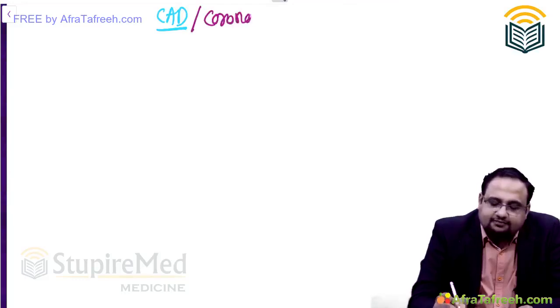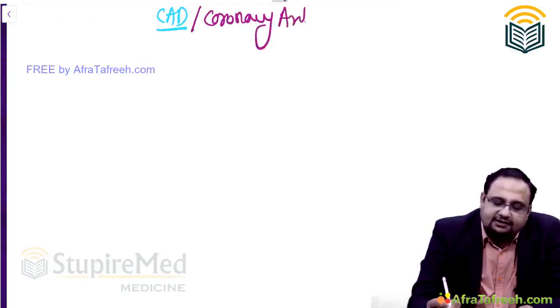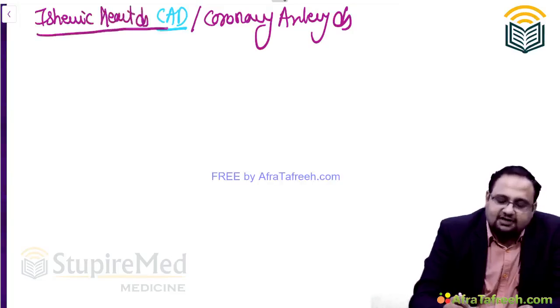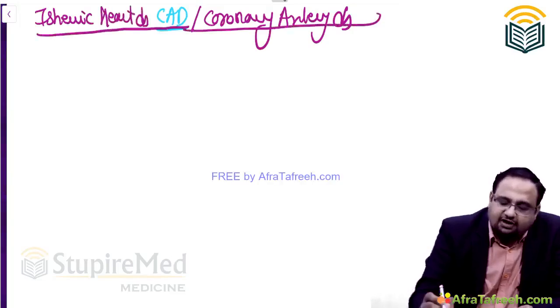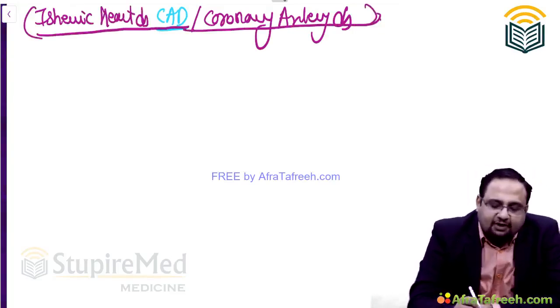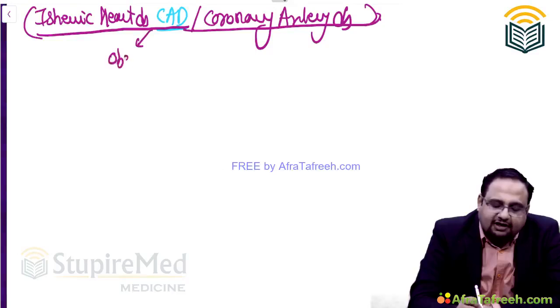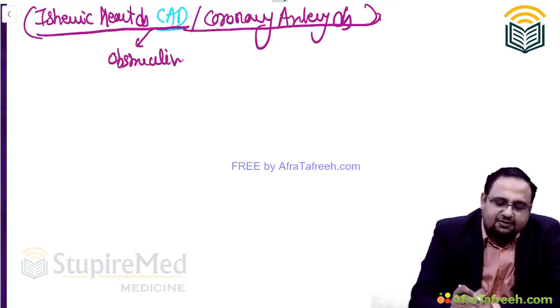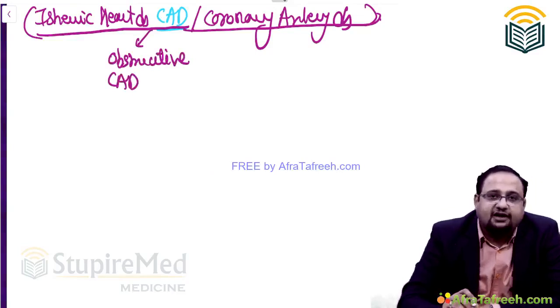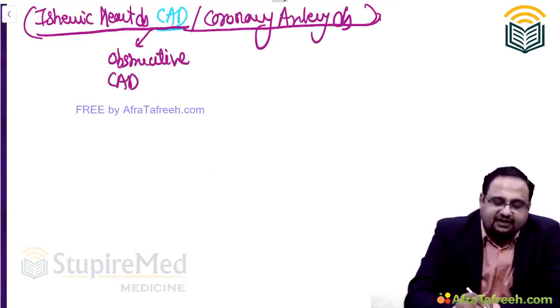Coronary artery disease is also known as ischemic heart disease. So coronary artery disease and ischemic heart disease, it can be of two types. It can be obstructive coronary artery disease, which is very common. Obstructive coronary artery disease means proper blockages are present in our coronary arteries.